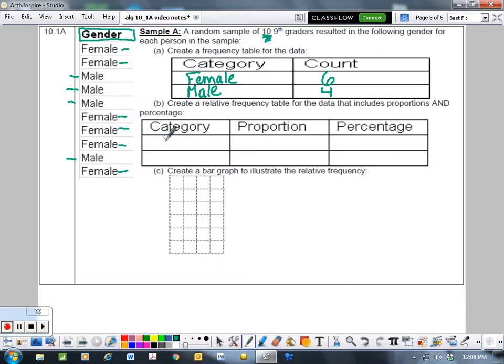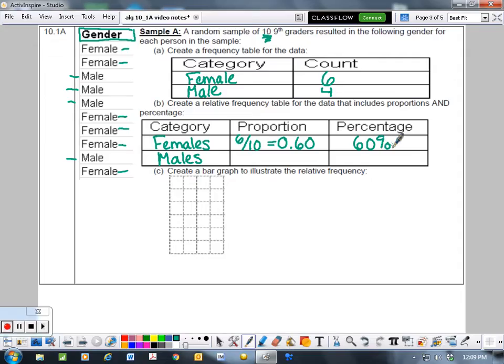So again, I'm going to have my category female, male, and now we're going to create that proportion. So for a proportion, I take my count, so I had 6 females out of 10 total people, and I divide that. So on the calculator, I would type in 6 divided by 10, and that would give me 0.60. And now that I have that, I can turn it into a percentage. For that, I can times this by 100, or I can move my decimal 2 places to the right, which means this is really just 60%.